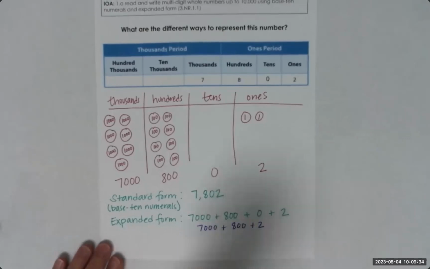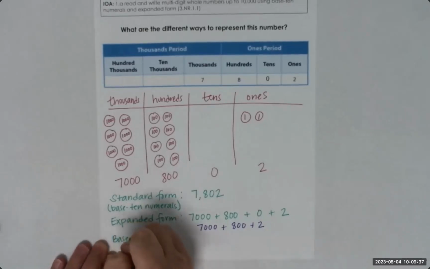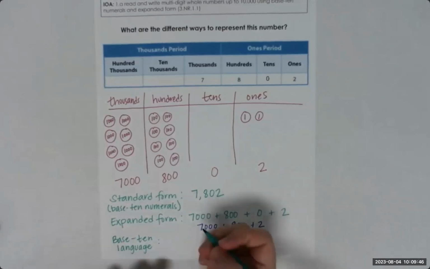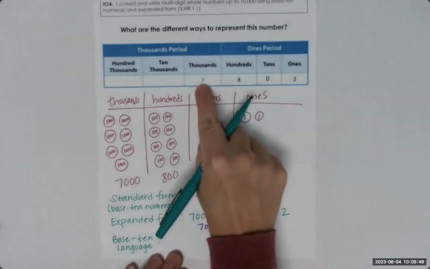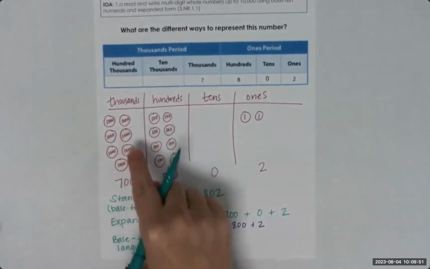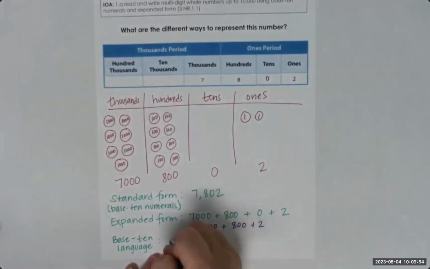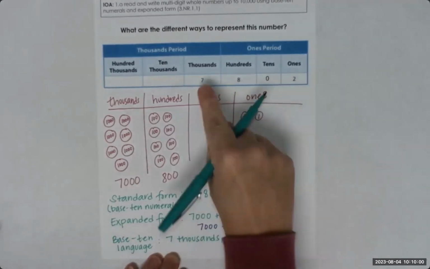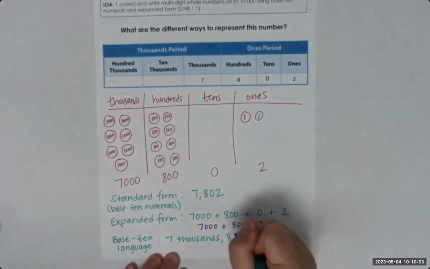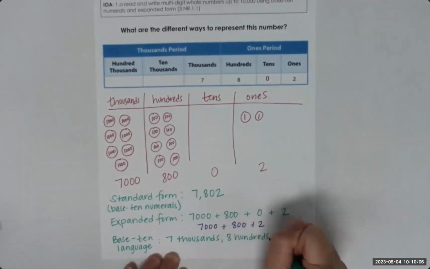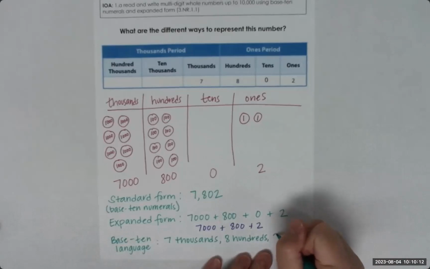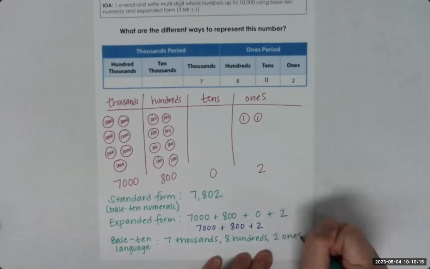All right, and last but not least, we know we can write numbers using our base 10 language. And we talked about this a little bit earlier in the video, right? So with base 10 language, I take the digit, or the number of thousands that I have, and I'm going to pair that with that place value. So I have 7,000s. I have 800s. I have 0 10s. I can write the 0 10s if I want to, but in this case, I'm not going to. So I'm just going to write 2 1s.